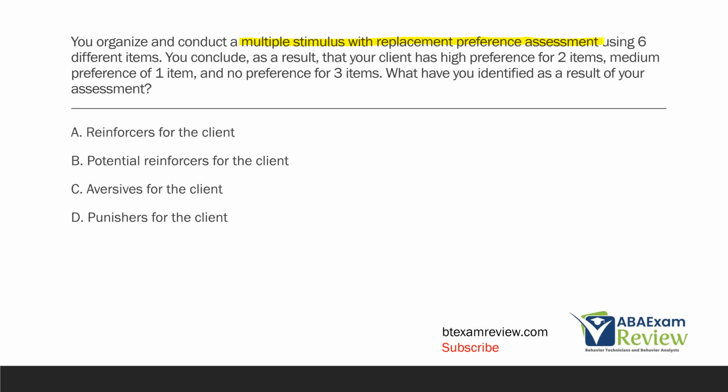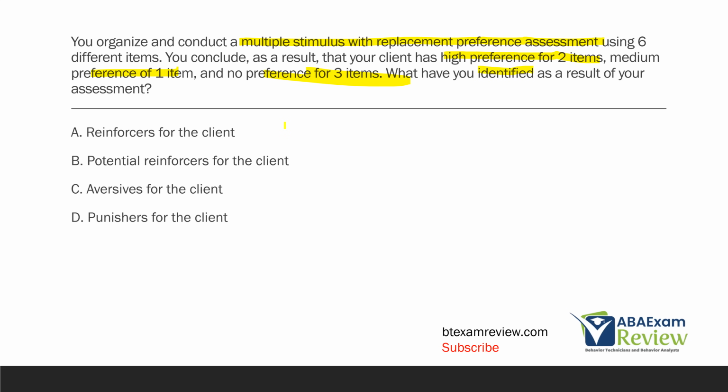Well, you take the items, whatever item is picked, you put back, and you replace the other 5. As a result, you found out your client has high preference for 2 items, medium preference for 1, no preference for 3. So all that information that you've collected, what are the data actually telling you as a result of your assessment? What have you identified?